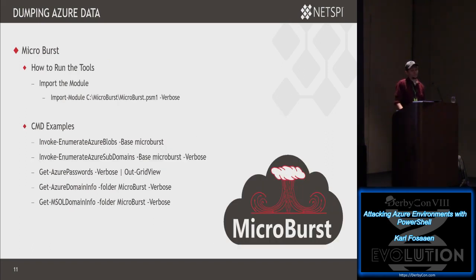But how to run it, pretty simple. Just use the PowerShell Import-Module. Just use the PSM1 file. If you want to see exactly what's being loaded up or what modules are being used, use -Verbose. Here's some simple command examples. These slides will be up online on SlideShare.